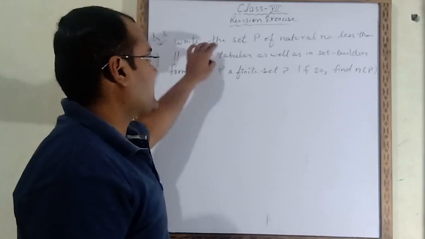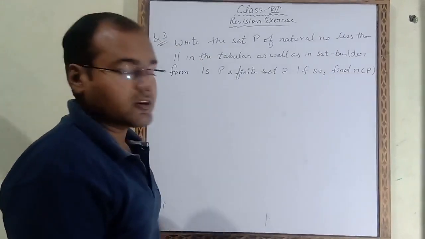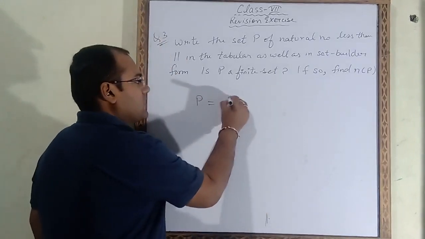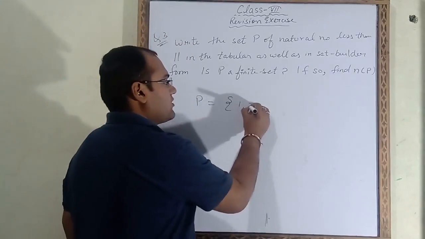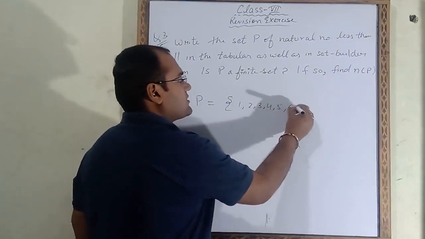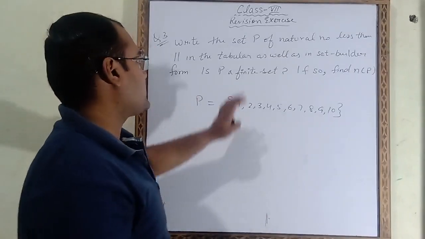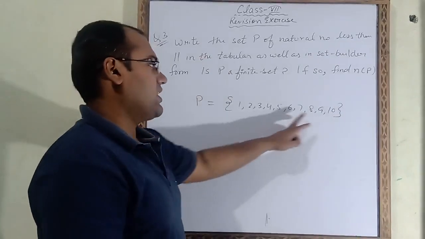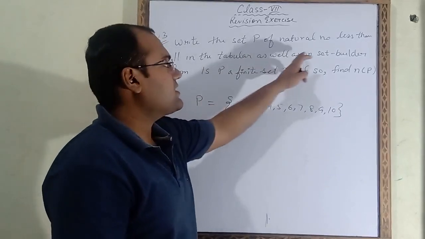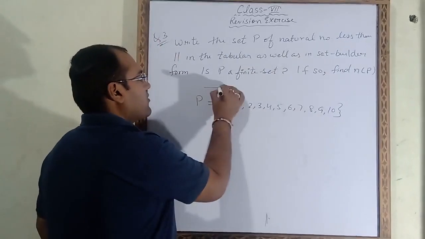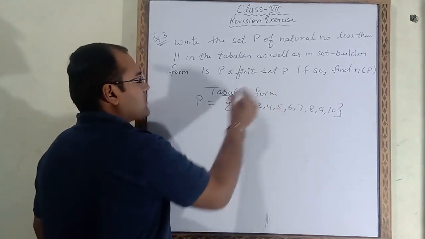We have to write the set P. What is the set P? Natural numbers less than 11. So we have to write one P set. In that we have to write all the natural numbers that are less than 11: 1, 2, 3, 4, 5, 6, 7, 8, 9, 10. 11 we will not take because it said less than 11. So less than 11 means till 10 you have to write. We have to write it in the tabular form and in set builder form. So this is the tabular form.